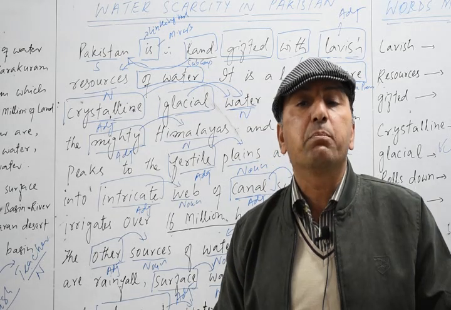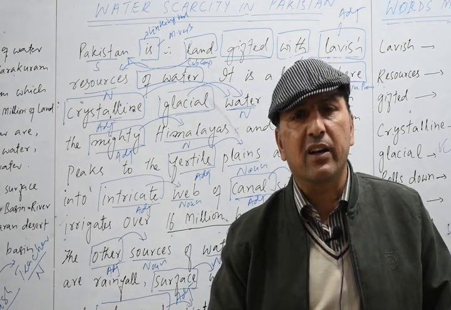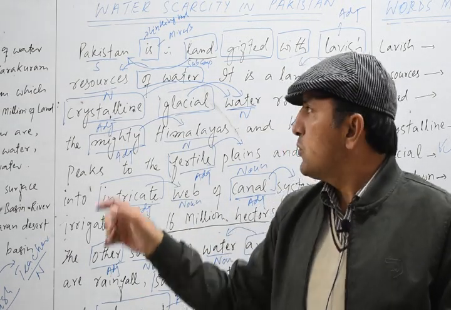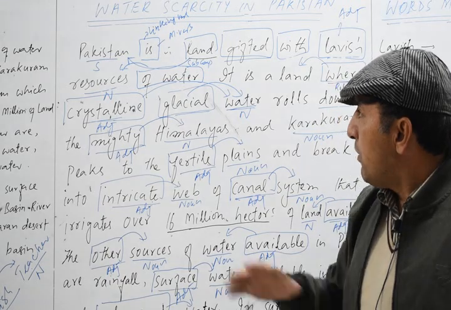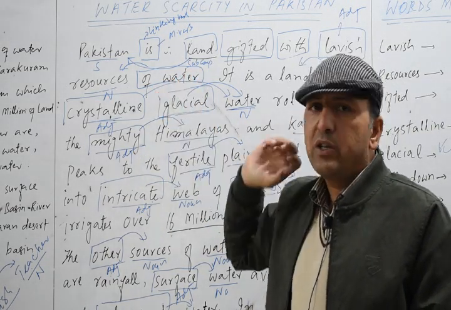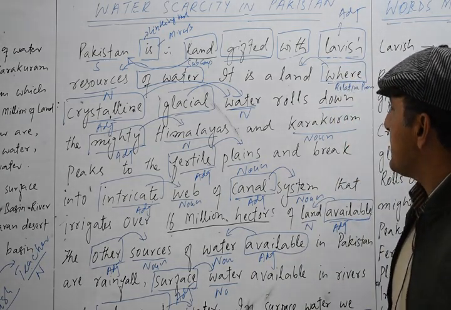We also call it post modifier. Modifier किसको कहते हैं, जो noun को modify करता है, जो noun के बारे में बताता है. Understand? So this of water is also known as post modifier. It is also known as adjective phrase. Then we have it is a land.